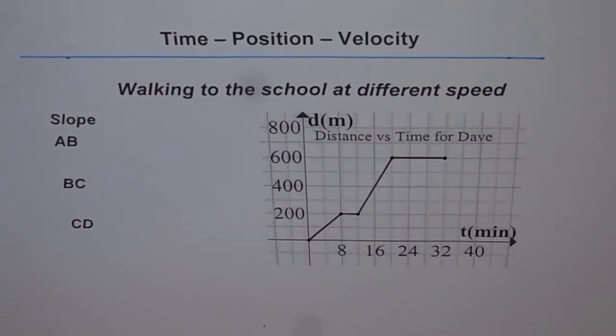Time, position, velocity. Walking to the school at different speed. Well, the graph here is slightly different from the graph in the previous example. So let's try to review a few things which we learned in the previous example.